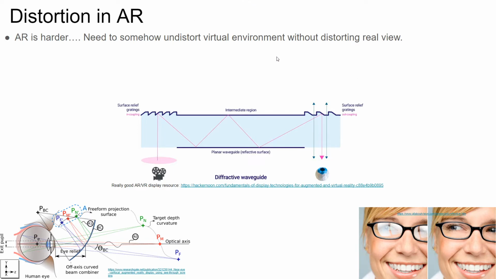But we do want to distort the virtual environment, because the light source, you're not seeing a real image, you're seeing a virtual image. In AR, the light source of the image is not directly in front of your eye, the way that in VR the LCD is directly in front of your eye. So it's just a harder problem to deal with in general.